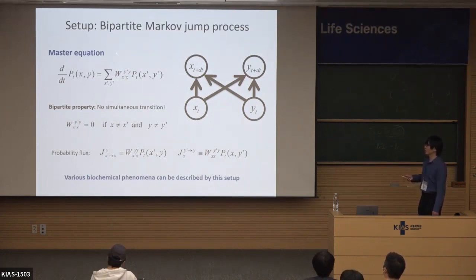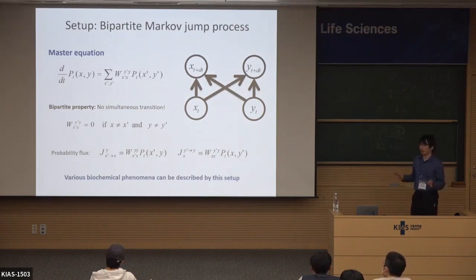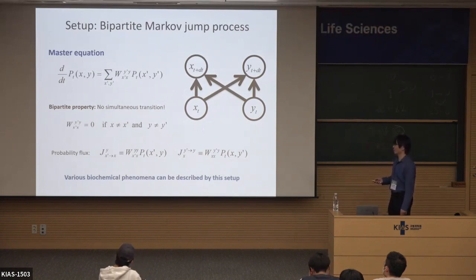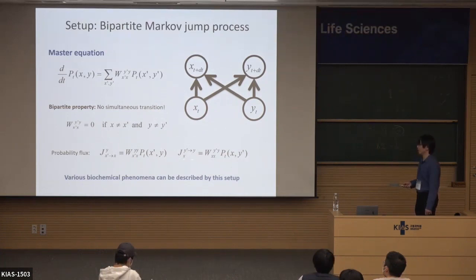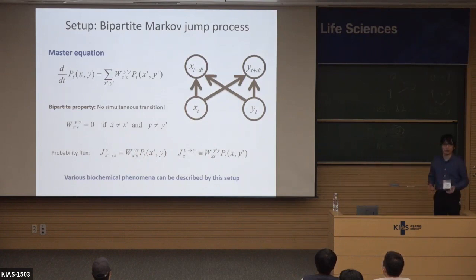And an important assumption is that this dynamics is bipartite. That means that variable x and variable y don't change at the same time. For every infinitesimal time step dt, only one of x or y will jump. That is the assumption of the bipartite condition. Under this assumption, we can introduce the probability flow of each system, x and y, written as j_x and j_y. This bipartite property is a kind of strong assumption, but in many realistic situations, for example in biological systems, this kind of assumption is satisfied.